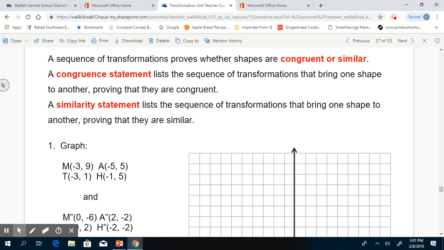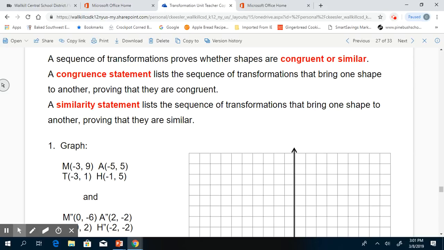So this is a lot of work, and you have to really pay attention to some small details in order to figure out whether a shape was rotated, reflected, translated, or dilated to get a second shape. Remember that the only time the dilation happens is if the shape is smaller or larger than the original shape. Otherwise, all the other transformations are the only things that could have happened. So if you have congruent shapes, the only types of transformations that could have occurred are translations, rotations, and reflections.